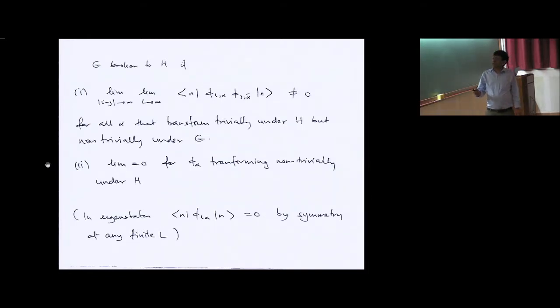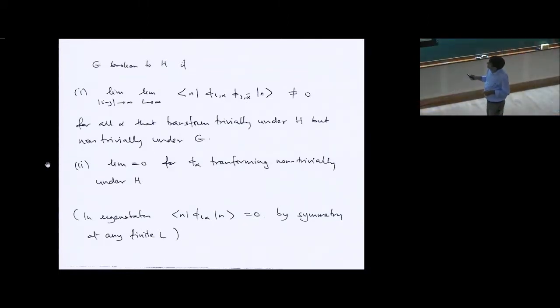Here I've written it as G is broken to H, but let's forget H and just ask if G is broken. Now, I want to take the view that I'm going to look in eigenstates, in particular eigenstates for a finite system, and then take the limit of the infinite system.